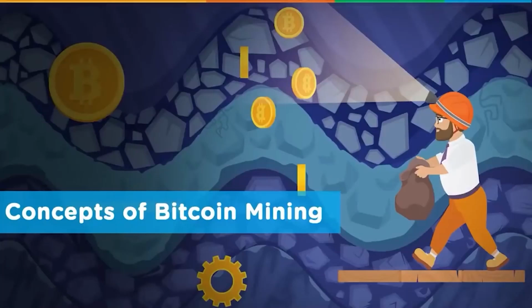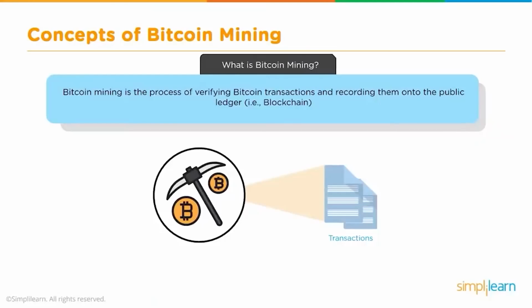Now let's understand the concepts of Bitcoin mining. What is Bitcoin mining? Bitcoin mining is the process of verifying Bitcoin transactions and recording them onto the public blockchain ledger. In blockchain, the transactions are verified by Bitcoin users. Basically, the transactions have to be verified by none other than the participants of the network, those who have the required hardware and computing power, and those entities are called miners, so we will be talking about them later.